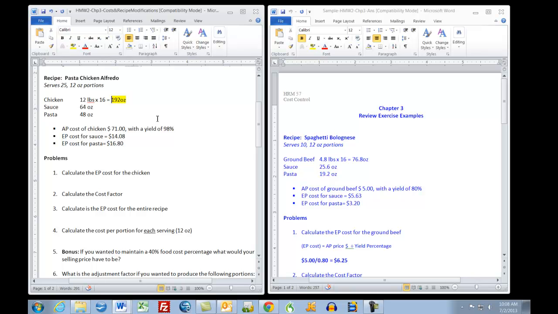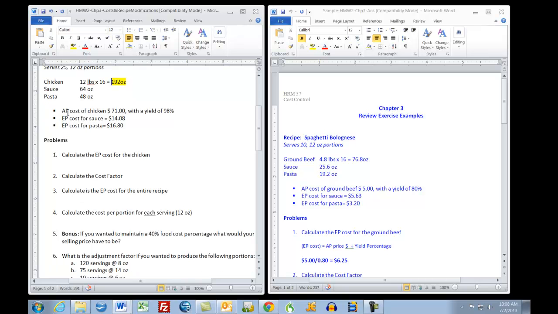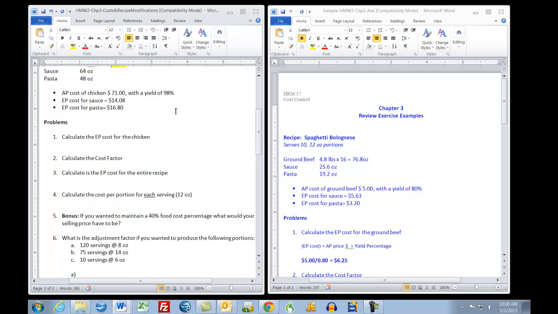when you are working with the assignment. Alright, now we've also got some other data here. We've got the AP cost for the chicken, which is the as purchased cost of the chicken, $71, and the yield is 98%. Now, you probably already read what the definition of yield is in your textbook, but I'll go over it very briefly. Yield is basically what is left over from a chicken that you purchase after you have processed it, which means after you've removed any excess skin and fat, and if you've trimmed or removed some of the bone, and after you've cooked it, you're probably going to experience some weight shrinkage in the chicken.